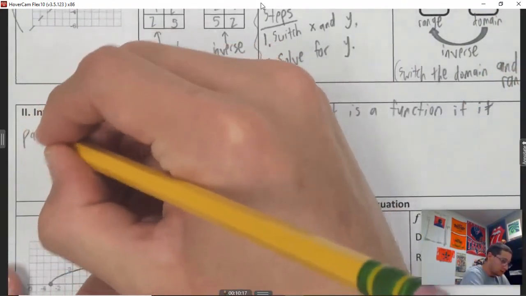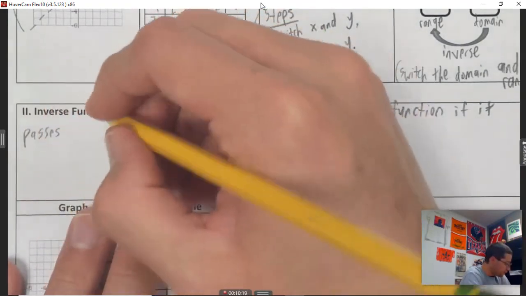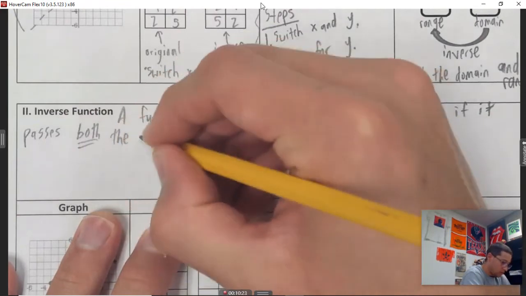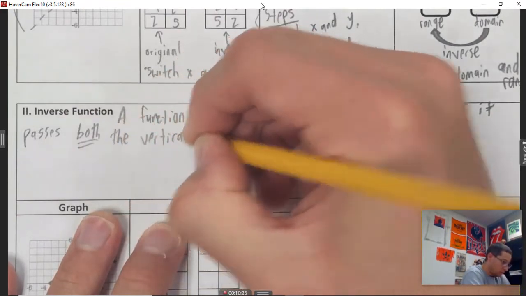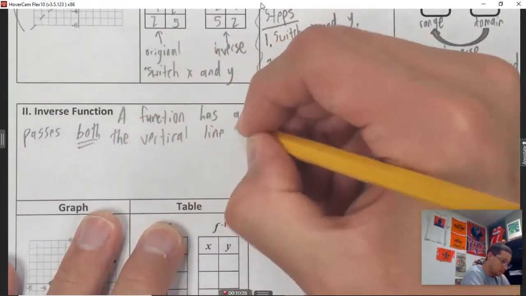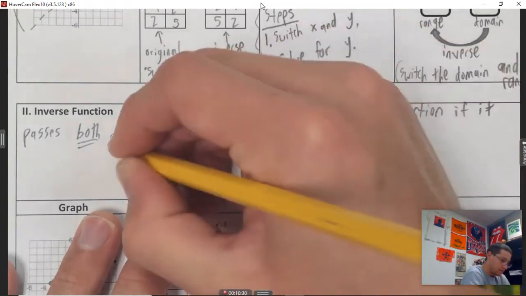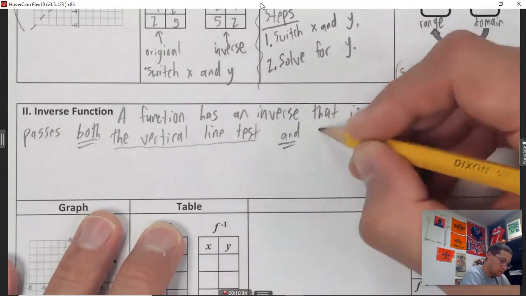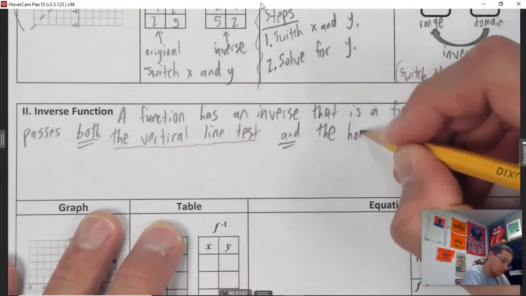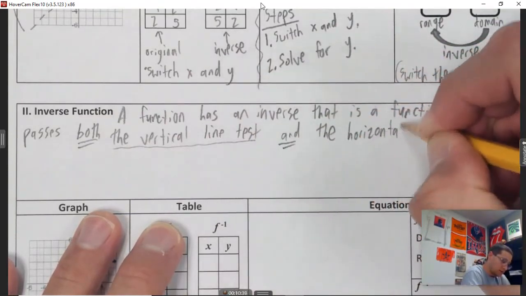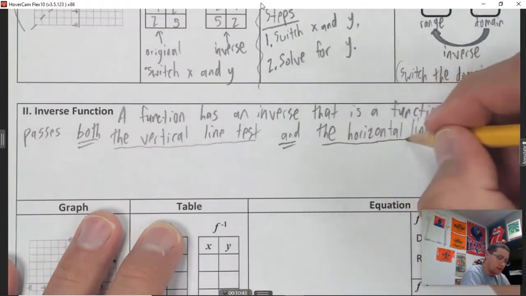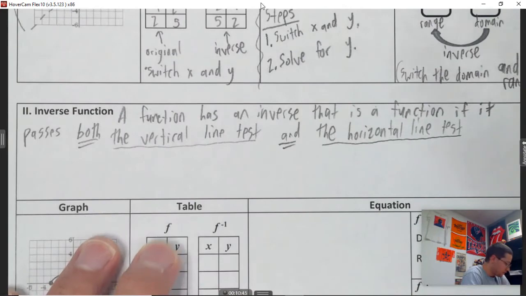it passes both the vertical line test and the horizontal line test. Now, we don't hear about the horizontal line test too often here.